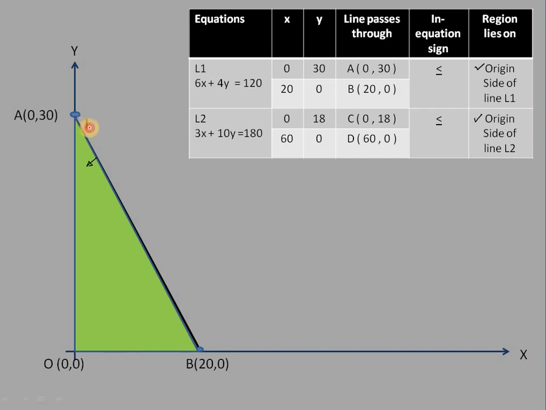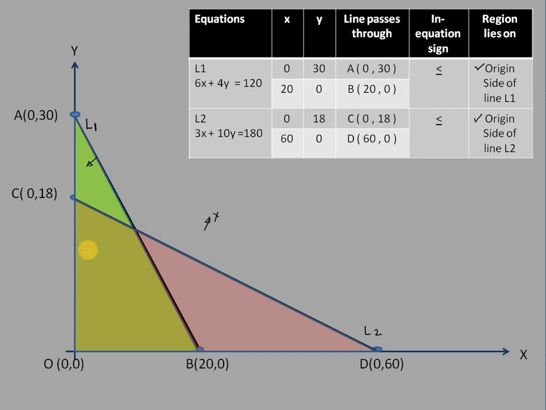So this is line L1. Now I have to plot L2. One point is (0, 18). This is point C, (0, 18). Another point is (60, 0). This is point (60, 0). So this is point C, this is point D. This is line L2. So which is the feasible region again? Towards the origin. That is, we cannot go this side. We have to go towards the origin. That means downwards. So this is the feasible region. OCD is the feasible region of line L2.